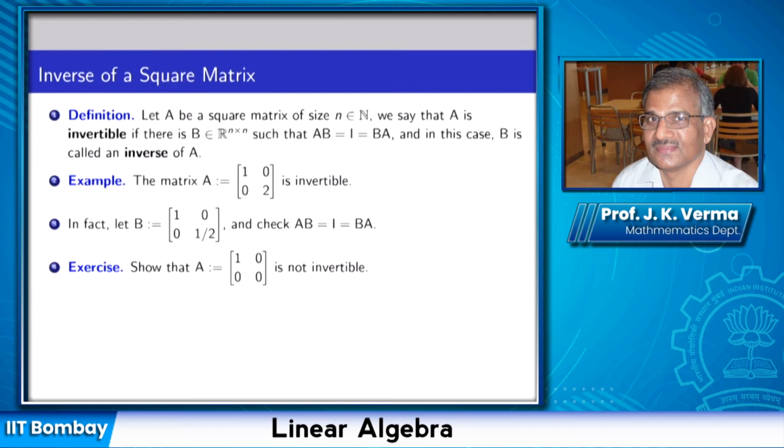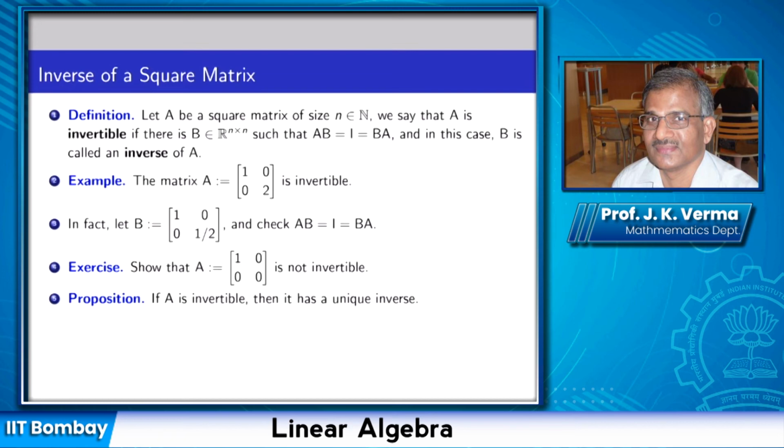But on the other hand, if I look at this non-zero matrix A, whose rows are 1, 0, and 0, 0, this is not an invertible matrix. Let us see why this is so. Suppose A equal to [1, 0; 0, 0] is invertible. Then there is a matrix B so that AB equals BA equals the identity matrix.